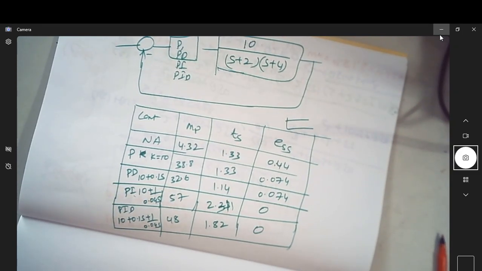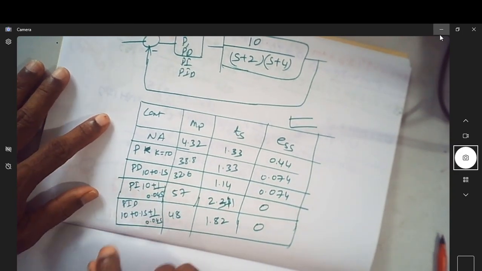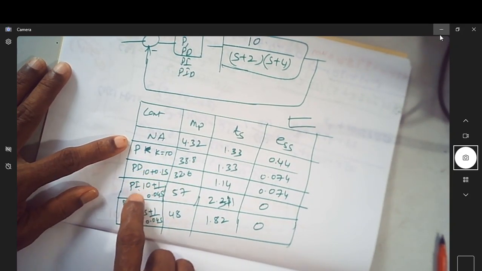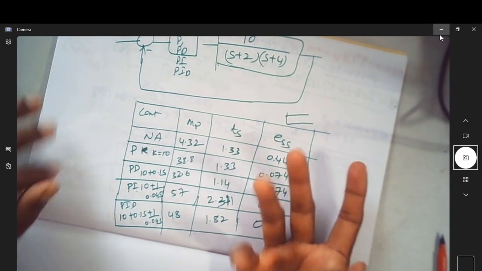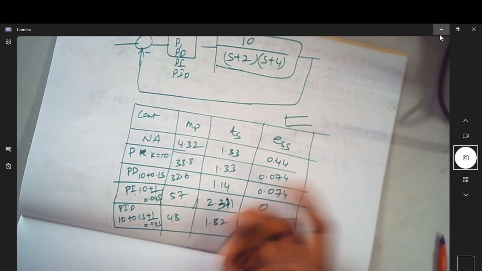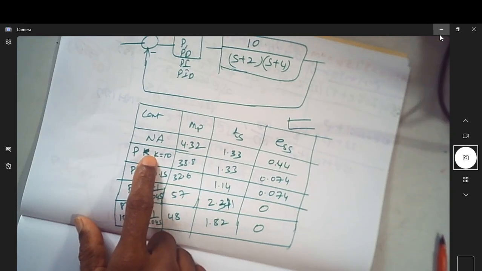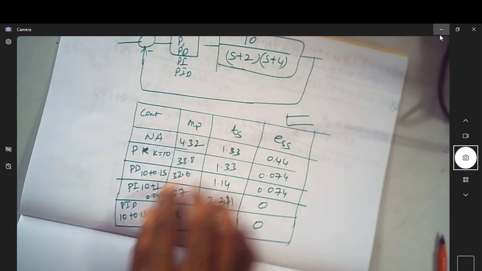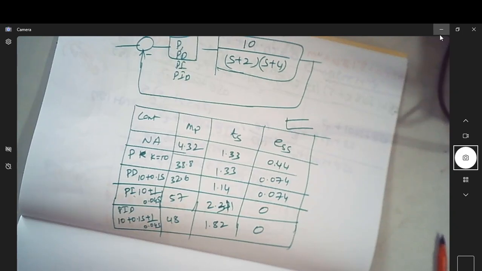Okay, this is what about the controllers. Usually what we did was take the values of Kp, tau d and tau I, and find out the time domain parameters along with the steady state error. But actually in design, we are supposed to find Kp, the proportional controller value, and tau d and tau I for given specifications. So what we did was forward engineering. We have to do the reverse engineering when we are designing a controller. Thank you.